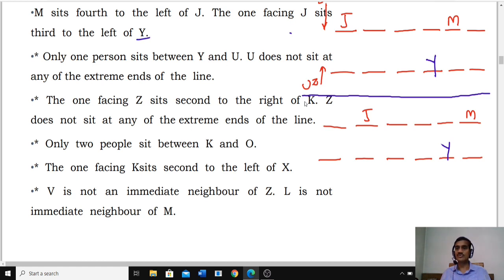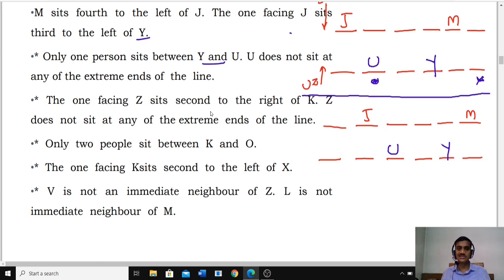Only one person between Y and U. Only one person must be between Y and U. So U can be here or here. But in the second case U must be here. One person between Y and U. U does not sit at any one of the extremes. U cannot be here. Now in this case, U must be here.